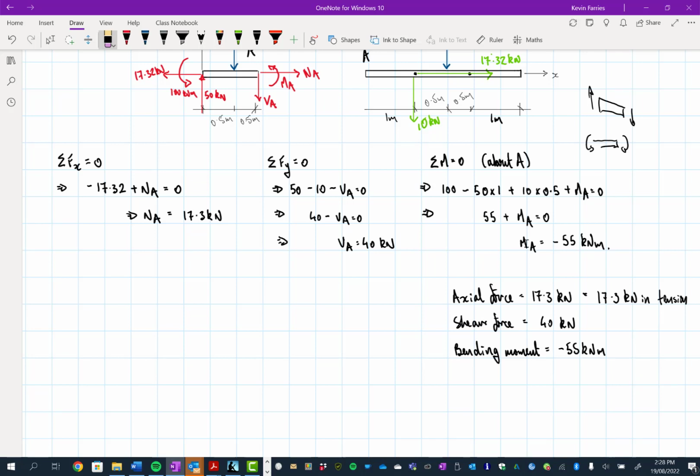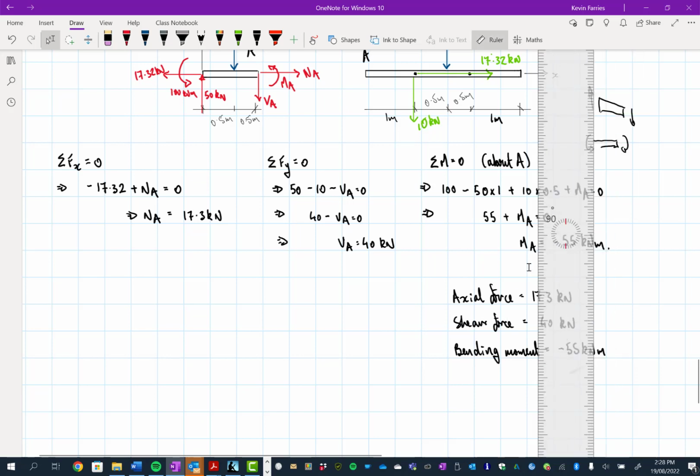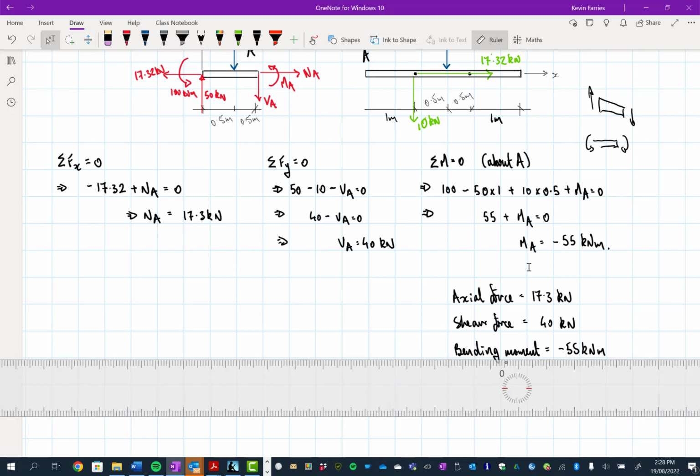Either way around would be okay, but we'll just keep it like it is, using the normal sign conventions. But the question might ask you, is it in tension or is it in compression? So you'd know, because this has come out positive, it must be in tension. Was it a hogging moment or a sagging moment? You could say, well, this must be a hogging moment because it's negative. Sagging moments are positive. So that's us done, but what we should do is just recheck that using the other side if you've got time.